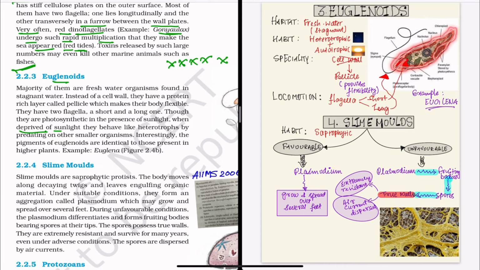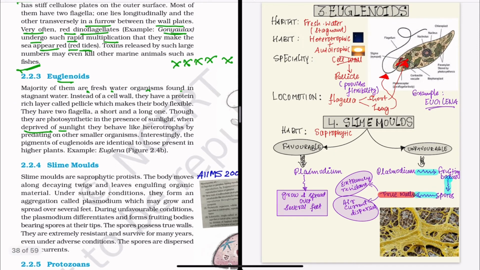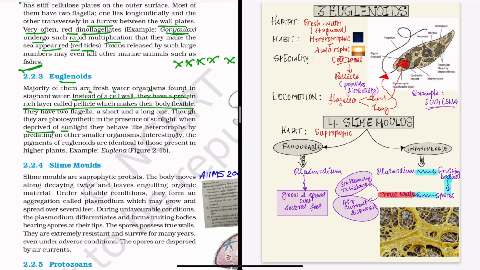And euglenoids, example, Euglena. For locomotion, they have flagella. One is short, and one is long flagella. Majority of them are freshwater organisms. We discussed that instead of a cell wall, they have the protein-rich pellicle. This is the most important part of this para. They have two flagella, a short one and a long one, and though they are photosynthetic in the presence of sunlight, when deprived of sunlight, they behave like heterotrophs by predating on other smaller organisms.